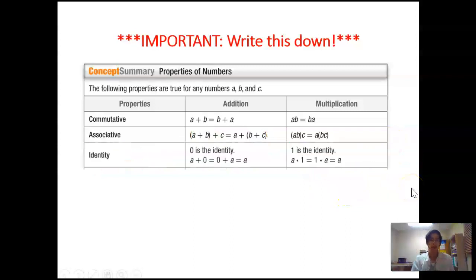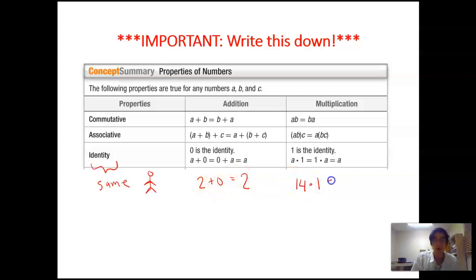Alright, identity. So identity is practically just keeping the same. It's pretty straightforward. So the guy is just chilling by himself. And when you have addition, anything that you add to 0 is going to still be the same. So 2 plus 0 equals 2. And then for multiplication, anything you multiply times 1 is going to equal the same number. So practically it just means I'm going to get the same value.